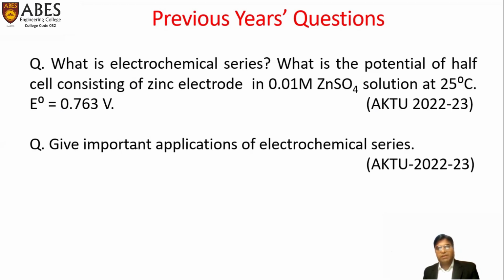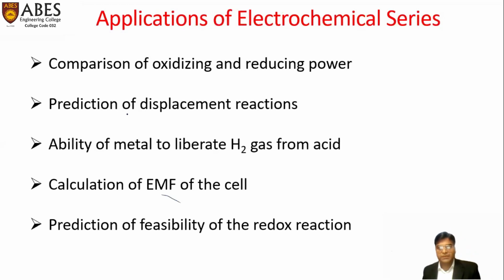Second question, give important applications of electrochemical series. This also we have discussed in the previous slide. Applications of electrochemical series include comparison of oxidizing and reducing power, prediction of displacement reactions, ability of metal to liberate hydrogen gas from acid, calculation of EMF of the cell, and prediction of feasibility of the redox reaction.